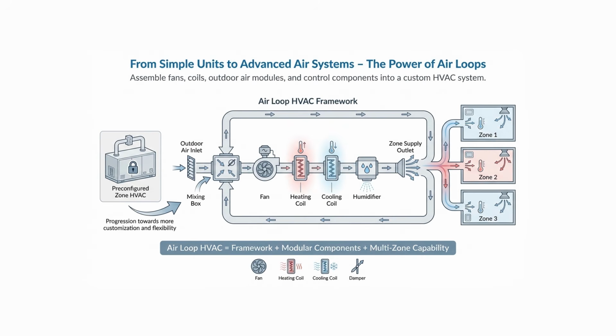OpenStudio can model both simple and highly complex air handling systems using what is called the air loop HVAC model. An air loop is essentially a framework that allows you to build an air system by assembling its individual components. Instead of using a pre-configured unit, you can place elements such as fans, heating coils, cooling coils, outdoor air systems, and other devices directly into the system.